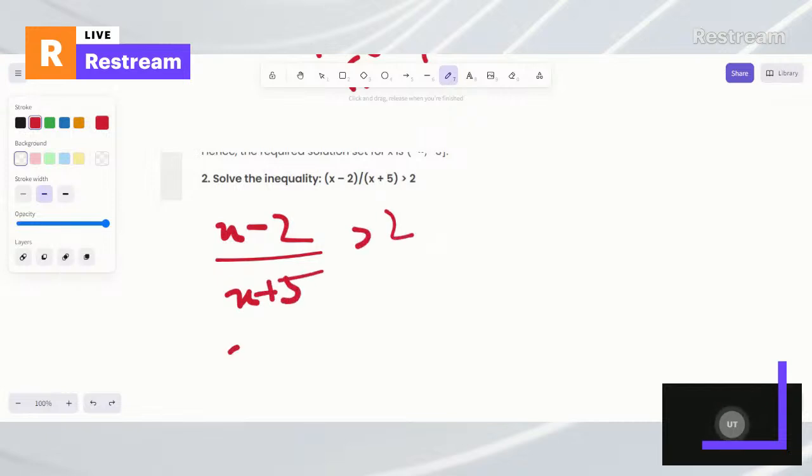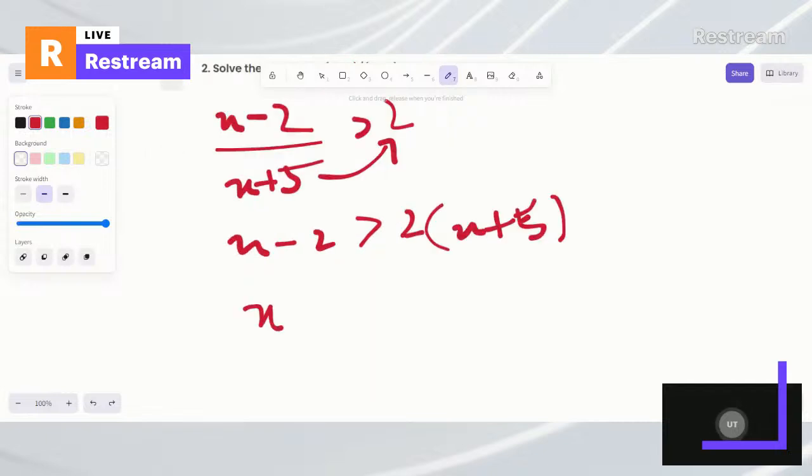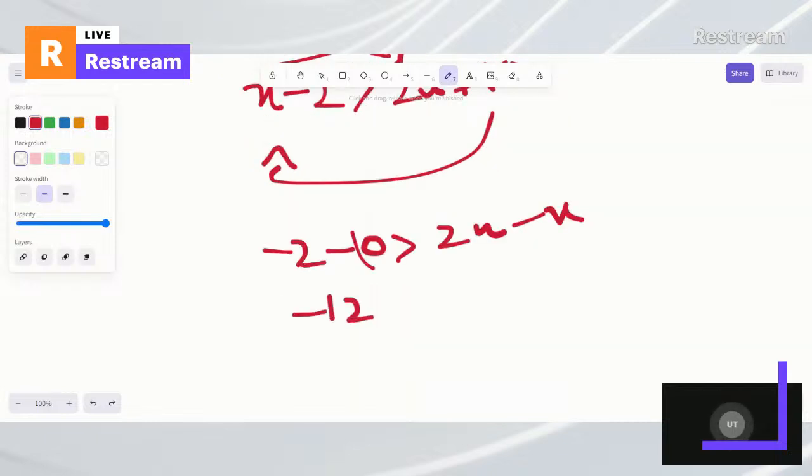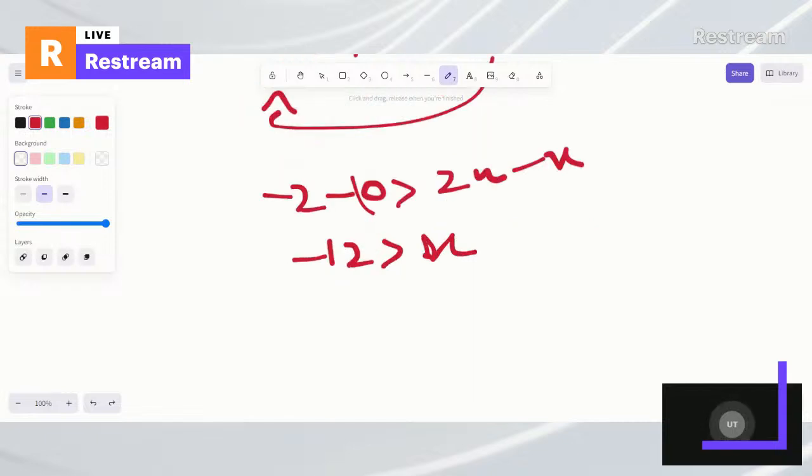Now we simplify it. So how do we simplify it? We move this to the upper side. It's going to be 2 times (x plus 5), and further it's going to be 2x plus 10. Now x is going to move to the other side and 10 is going to move to this side. So it's going to be negative 2 minus 10 is greater than 2x minus x. It's going to be negative 12 is greater than x, or in other words, x is less than negative 12.